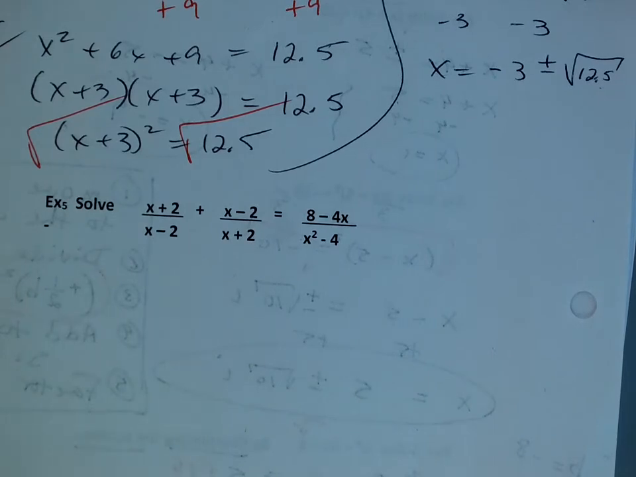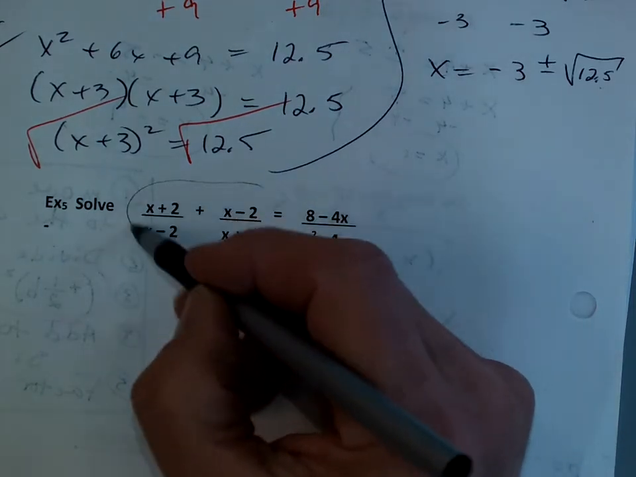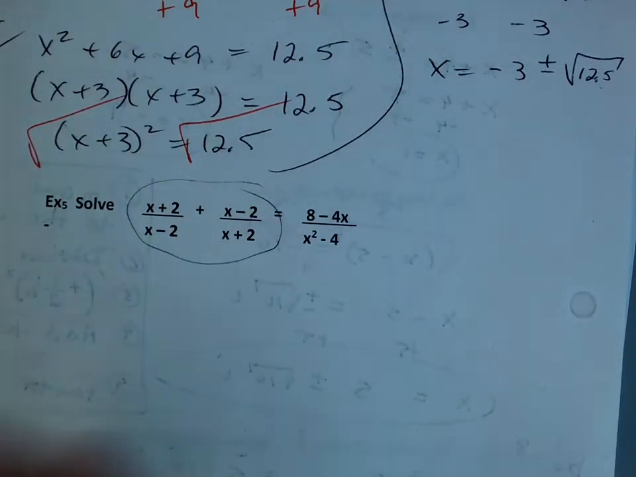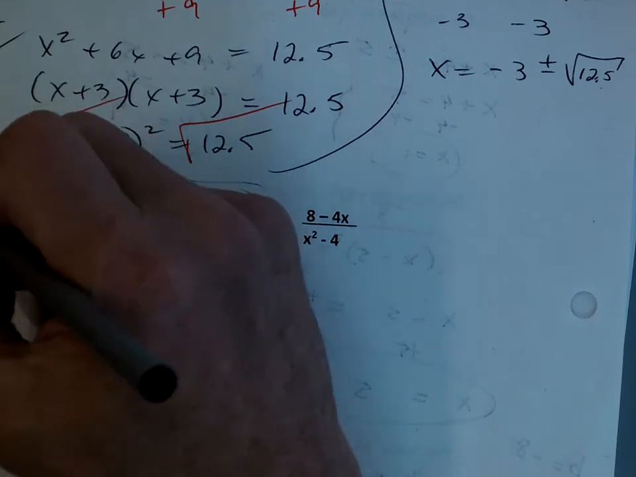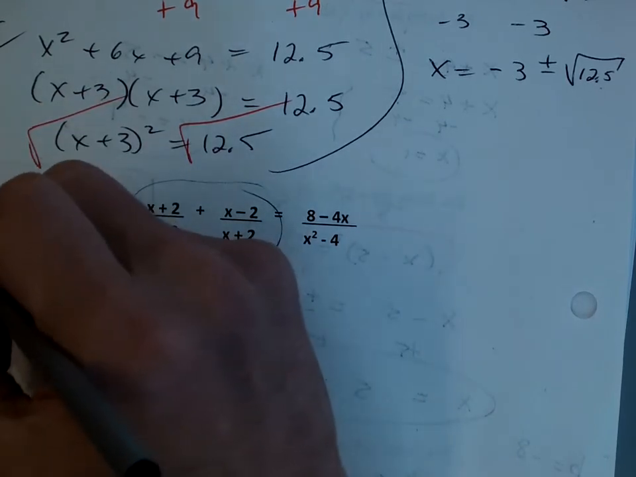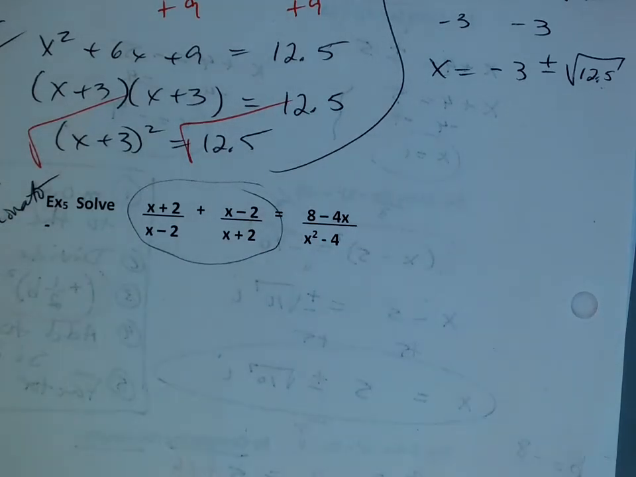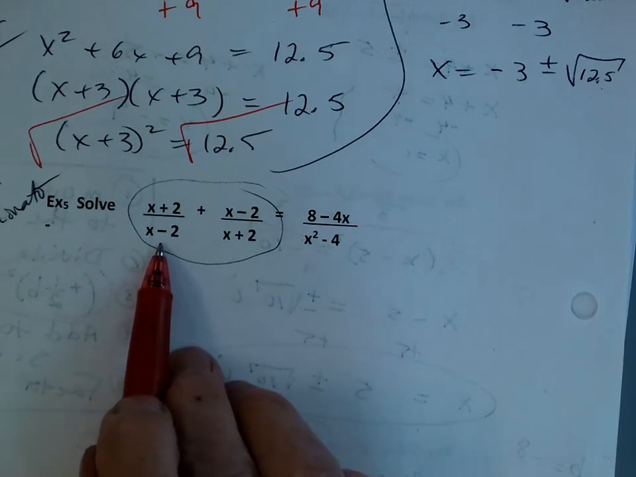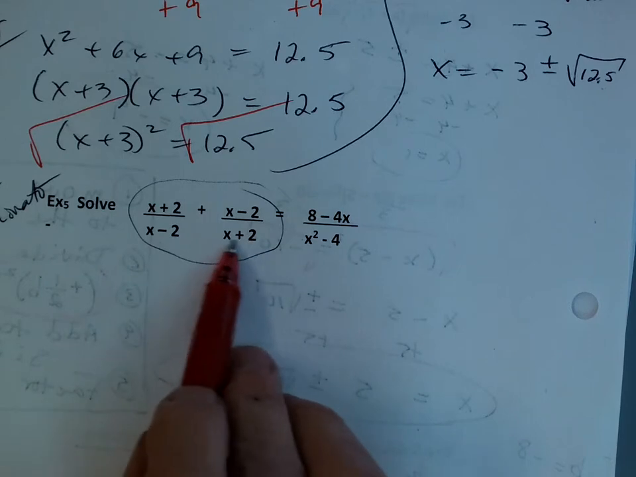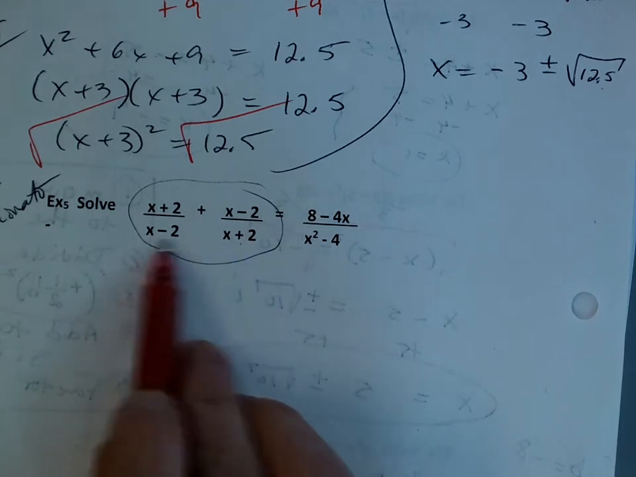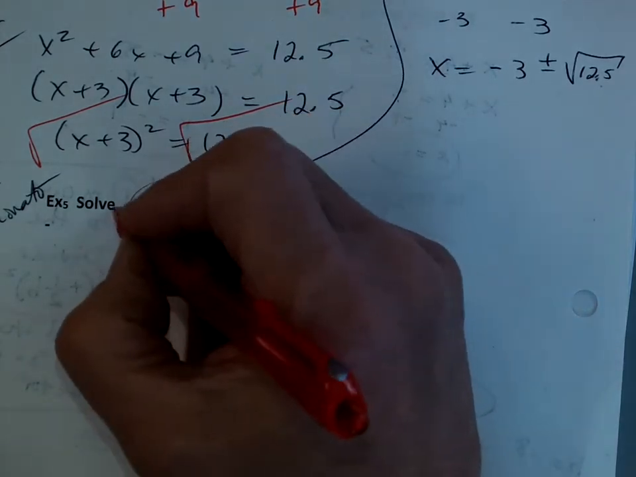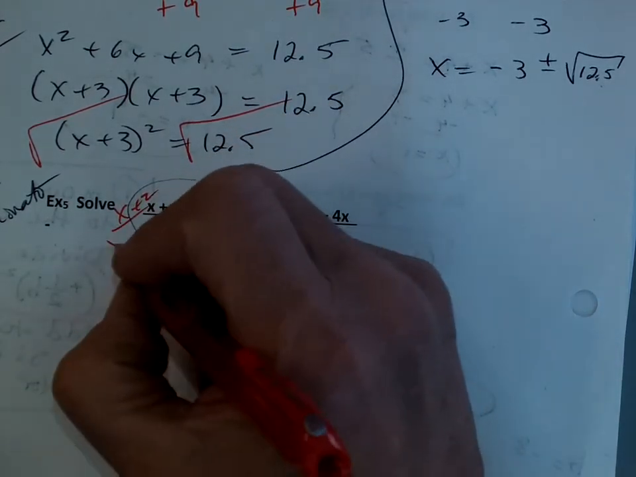So, let's see if we can get a common denominator, okay? Because somehow we've got to be able to add these two. So my common denominator between the two is this. It's going to be x minus 2 and x plus 2. So my common denominator is going to be both. So I'm going to multiply this fraction by x plus 2 over x plus 2.